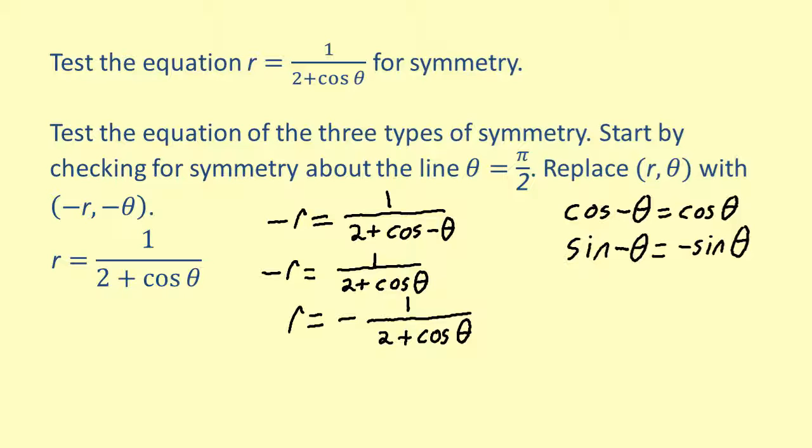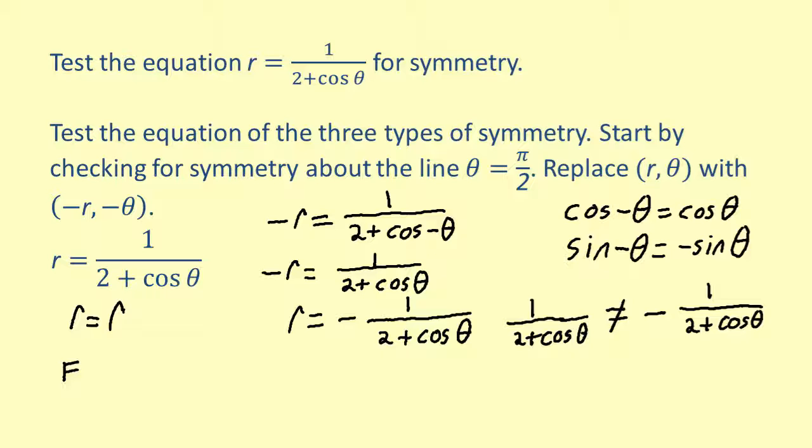By the reflexive property, we know that r equals r. This means that 1 over 2 plus cosine theta should equal negative 1 over 2 plus cosine theta. But this will never happen, so 1 over 2 plus cosine theta does not equal negative 1 over 2 plus cosine theta. Therefore, r equals 1 over 2 plus cosine theta fails the test and is not symmetric about the line theta equals pi over 2.